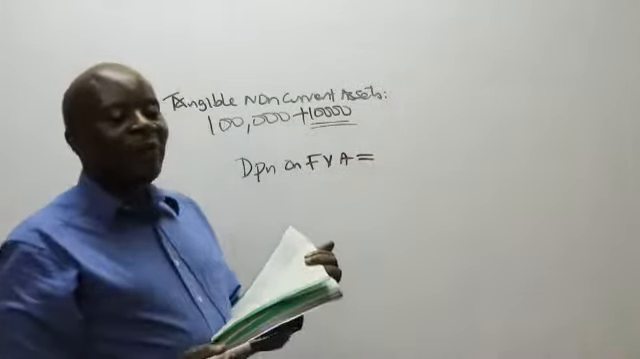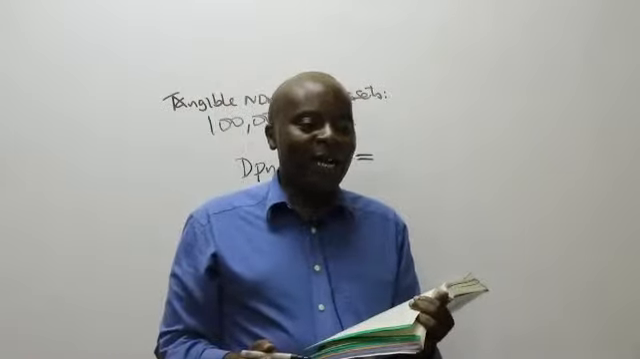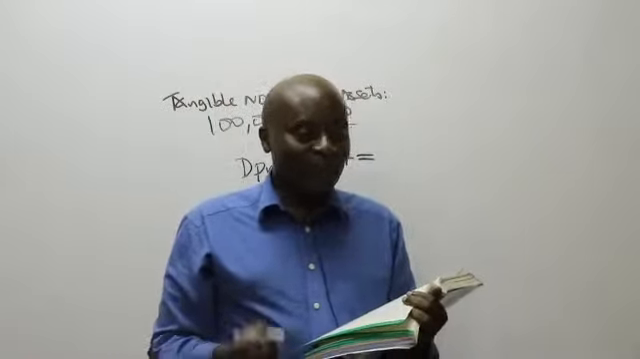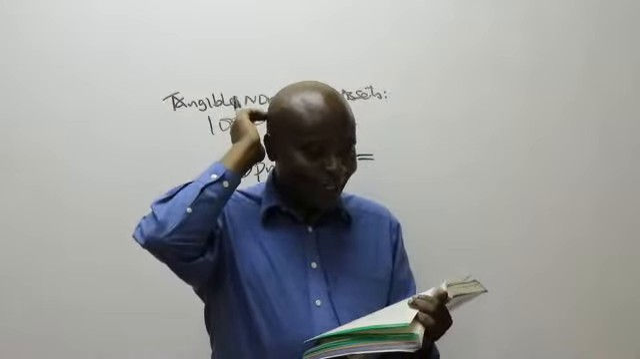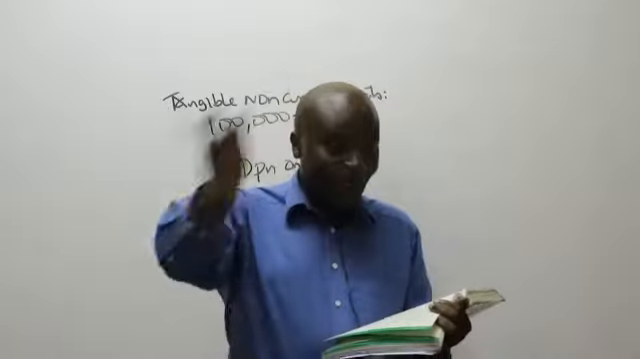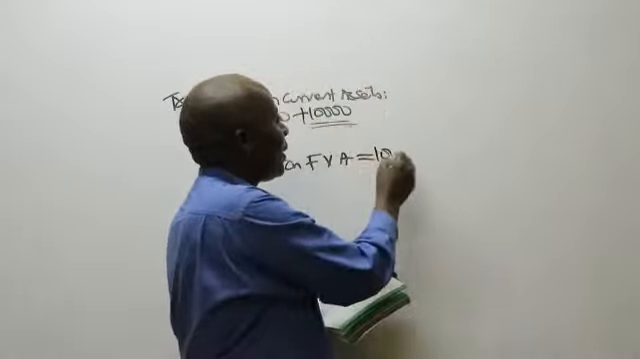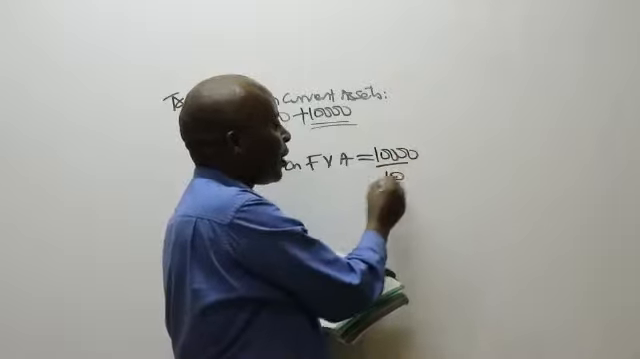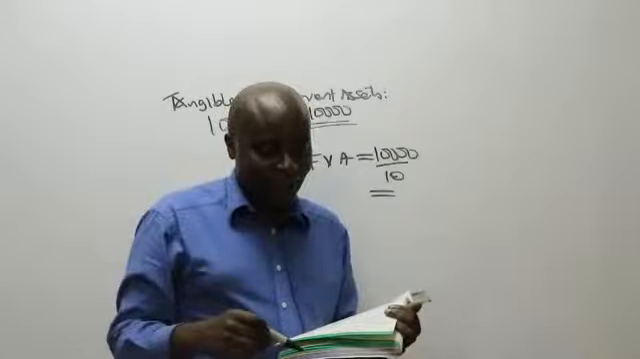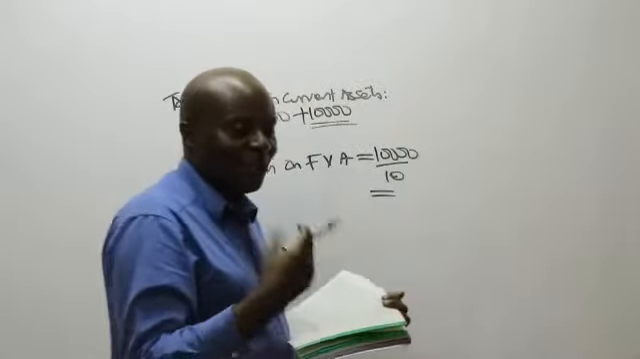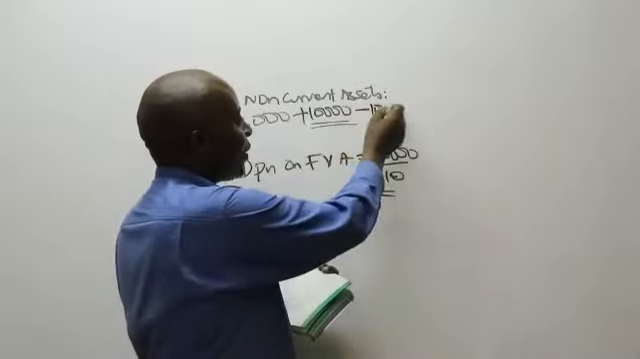Are you able to see the remaining useful life? Yes, 10 years. Remember, ours is straight line depreciation. So I take the 10,000 and divide by 10 years, which gives 1,000 straight line depreciation. These are reductions in value, so I say minus 1,000.